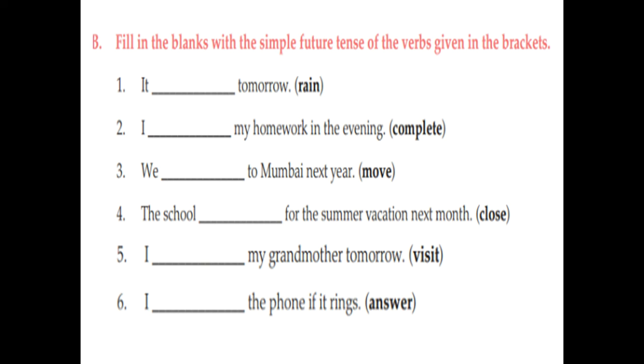Number 4. The school dash for the summer vacation next month. Here the verb close is in the present tense, but the action is going to happen next month. So the school will close for the summer vacation next month. So the answer is will close. Number 5. I dash my grandmother tomorrow. Here the verb visit is in the present form, but the action is going to happen tomorrow. So what will you add? I will or shall visit my grandmother tomorrow.